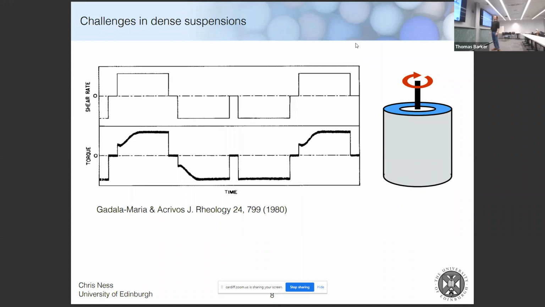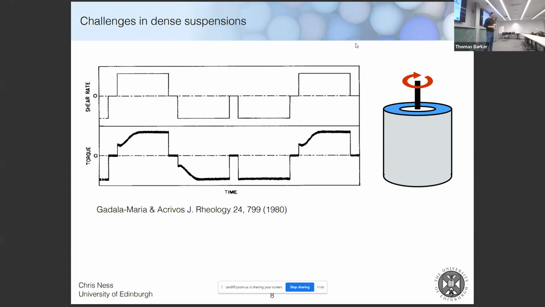And what they've done in this experiment is they've rotated it in one direction, which we can think of as this first block here. So this is time along the x-axis. From some starting time until some later time, they've been stirring it at a constant rate and measuring the torque. And you find that there's this transient in the torque where it initially jumps from 0 to some value in a very short time, and then there's a slower evolution before it reaches a steady state.